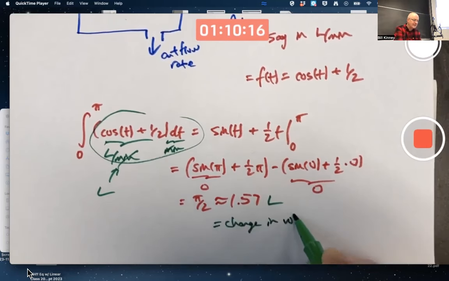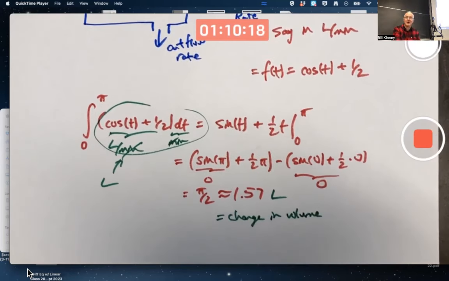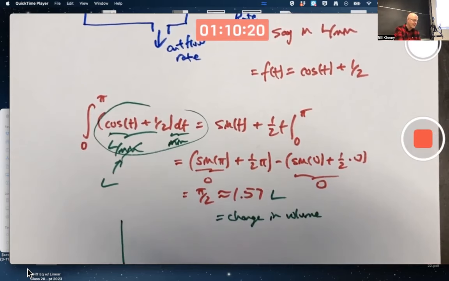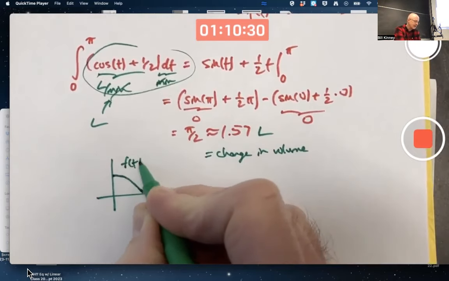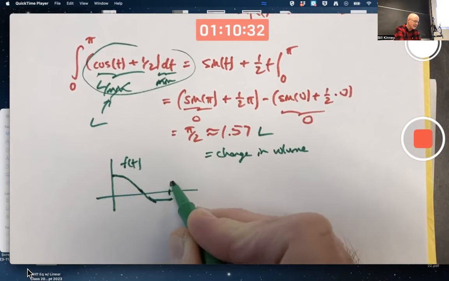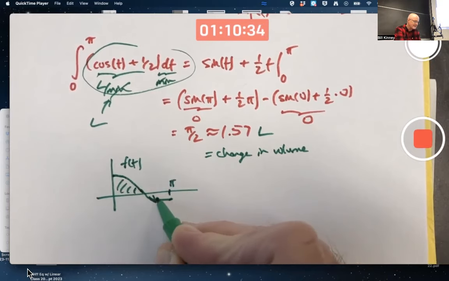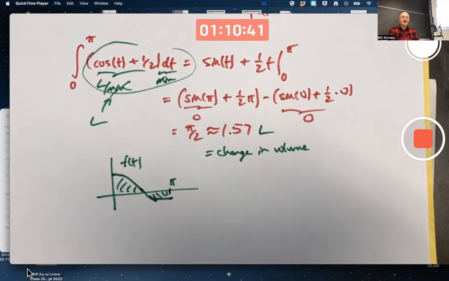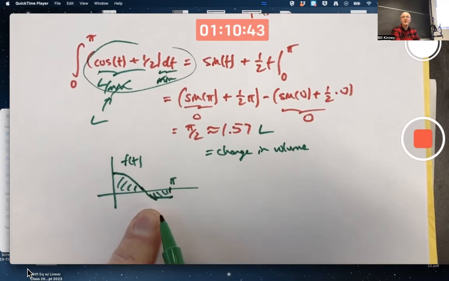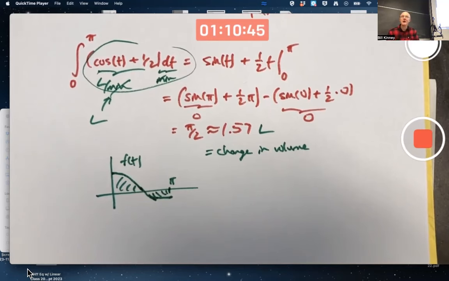And it could have been negative. It wasn't here, but it could have been. The flow rate graph does go negative over the interval in question. It looks about like this. This is the f of t here. Our answer is this area minus this area. The area there happens to be bigger than the area there, so we got a positive answer. But if the area below was bigger, we would have gotten a negative answer, and the change in volume would have been negative.